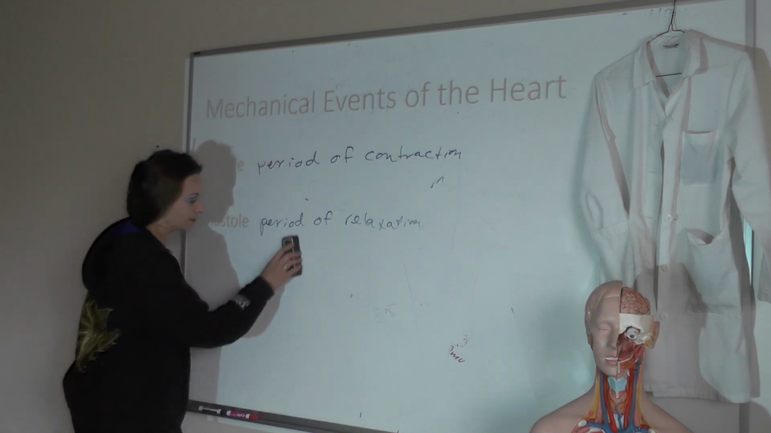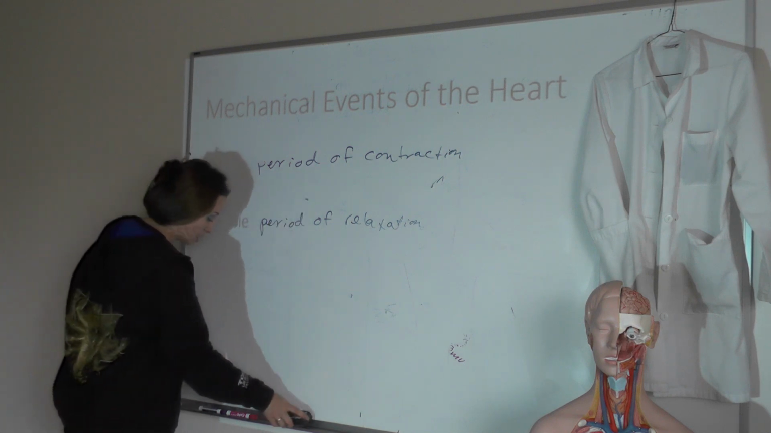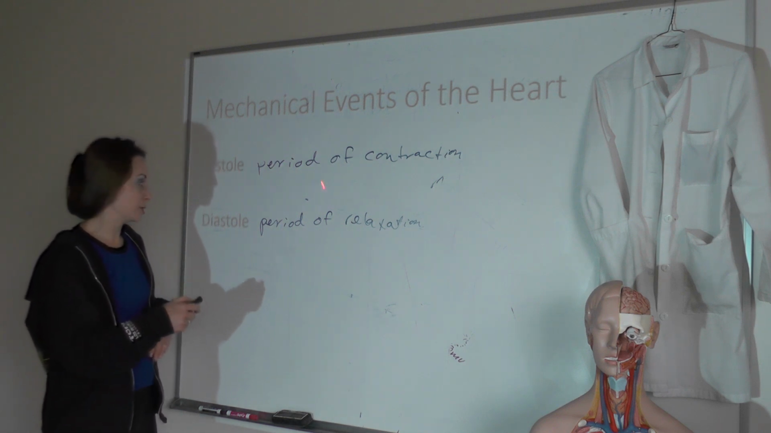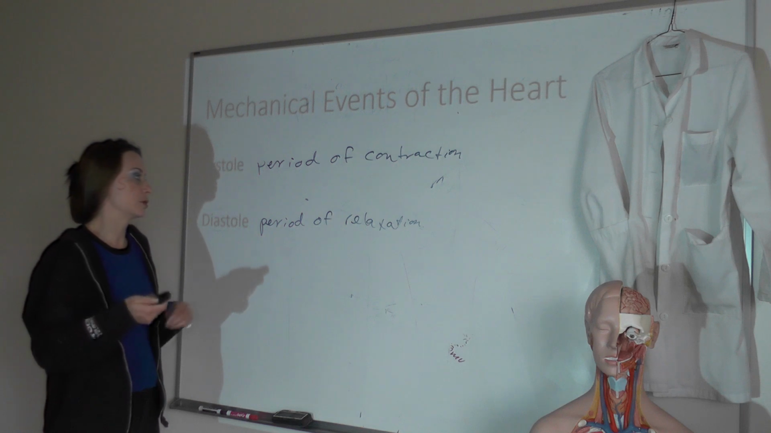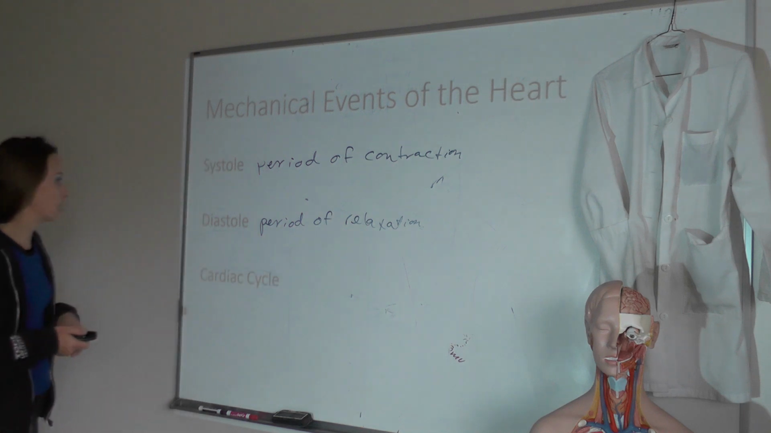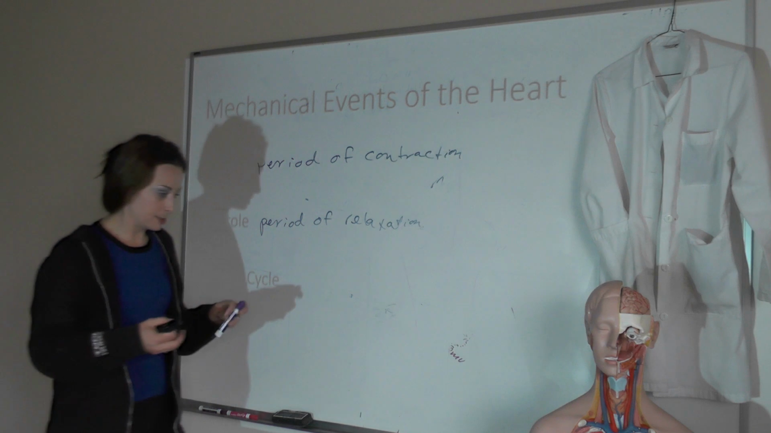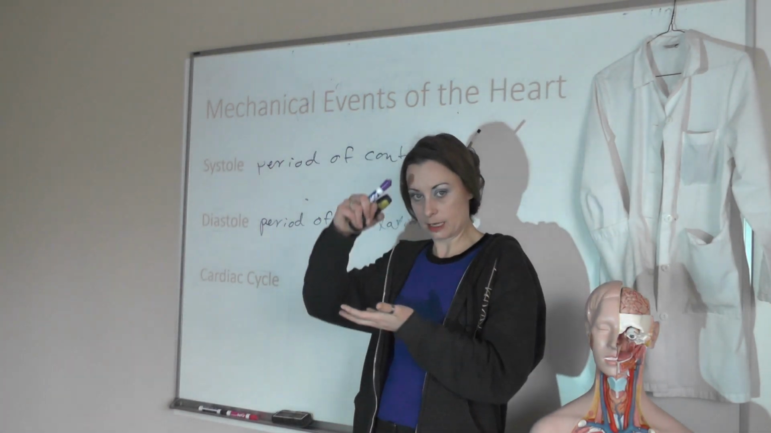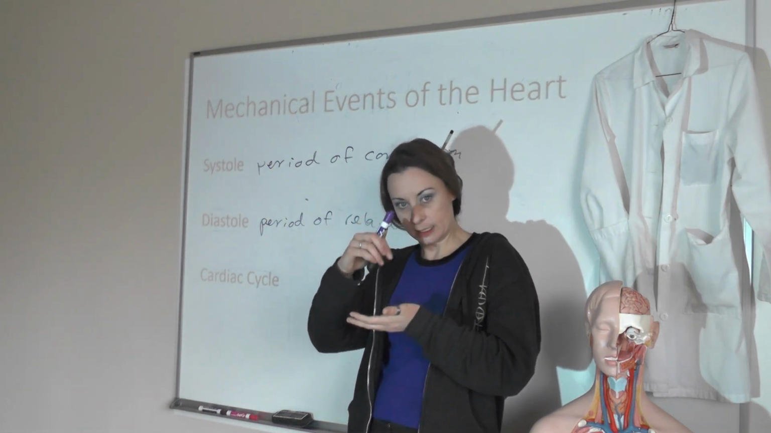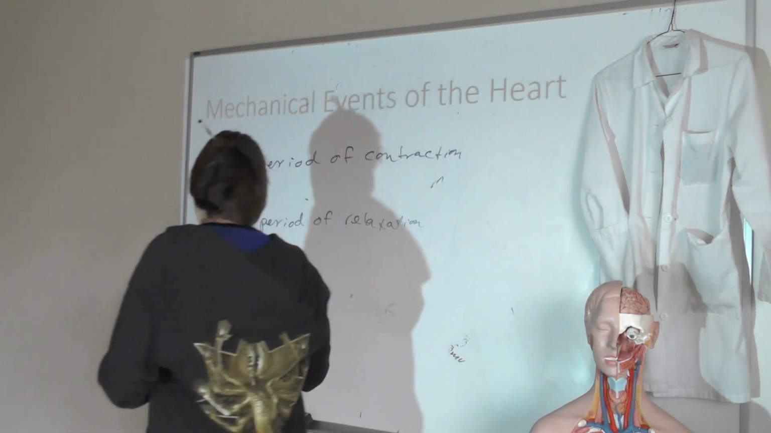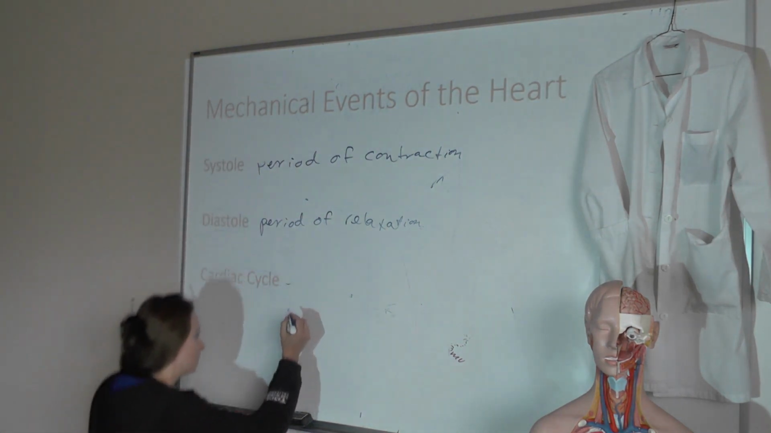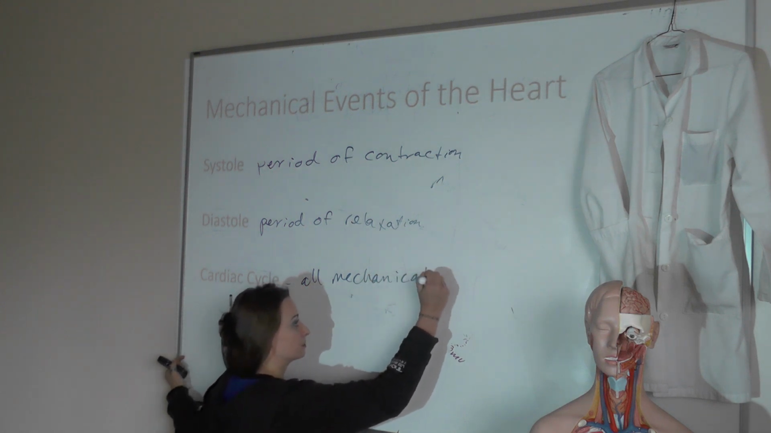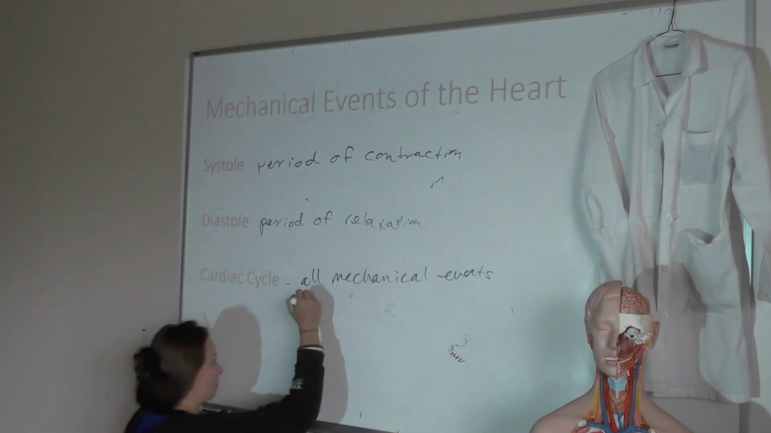You also, though, have atrial contraction and relaxation. So there's atrial systole and diastole as well, but your blood pressure is just measuring what's happening due to your ventricles contracting. Okay, so what are the mechanical events of the heart? This is everything that's going to happen in the heart in one heartbeat, all of the systolic events and all of the diastolic events. So the cardiac cycle is all of the mechanical events in one heartbeat.